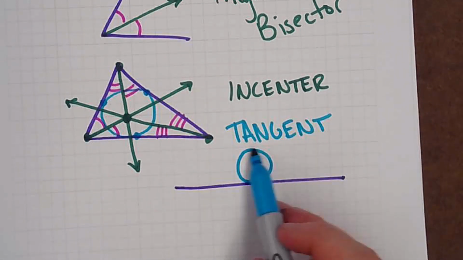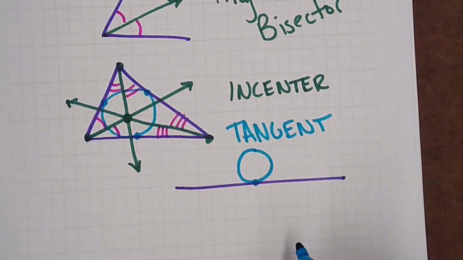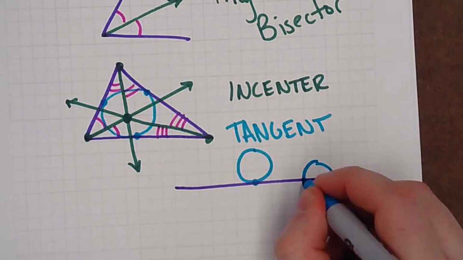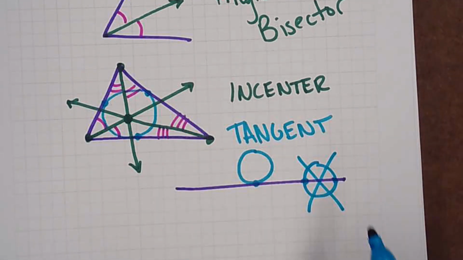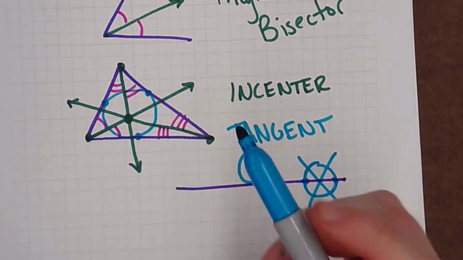Where a line is tangent to a circle, it is touching the circle at one point exactly, and just one point. If the line was touching it at 2 points, then it would be going through the circle. So that is not tangent. This is. And so this circle is tangent to this line, and this line. It's the biggest possible circle we can fit.